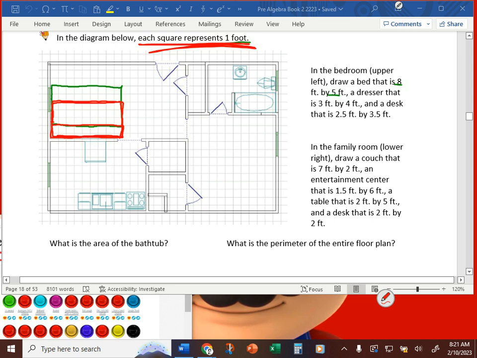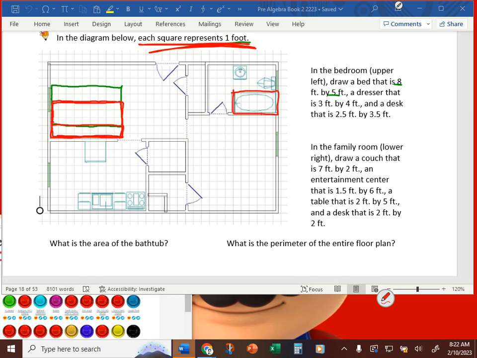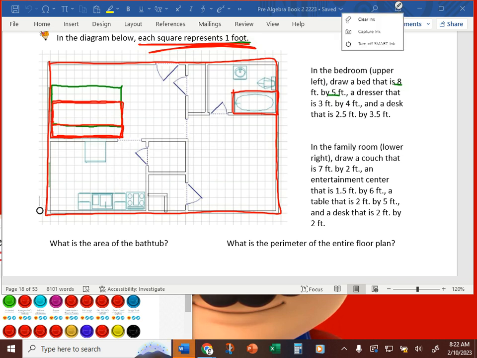And then finally, what is the area of the bathtub? The bathtub is right here. What is the area of that tub? And then what is the perimeter of the entire floor plan? That's everything, right? Those that want to someday design houses or things like that, this is what you're going to be doing.